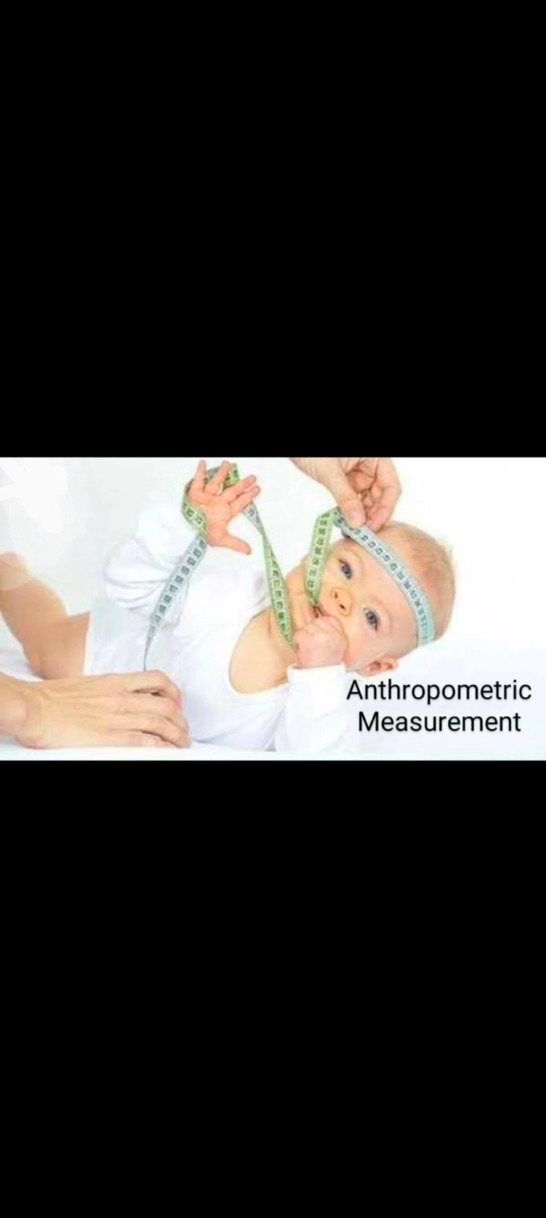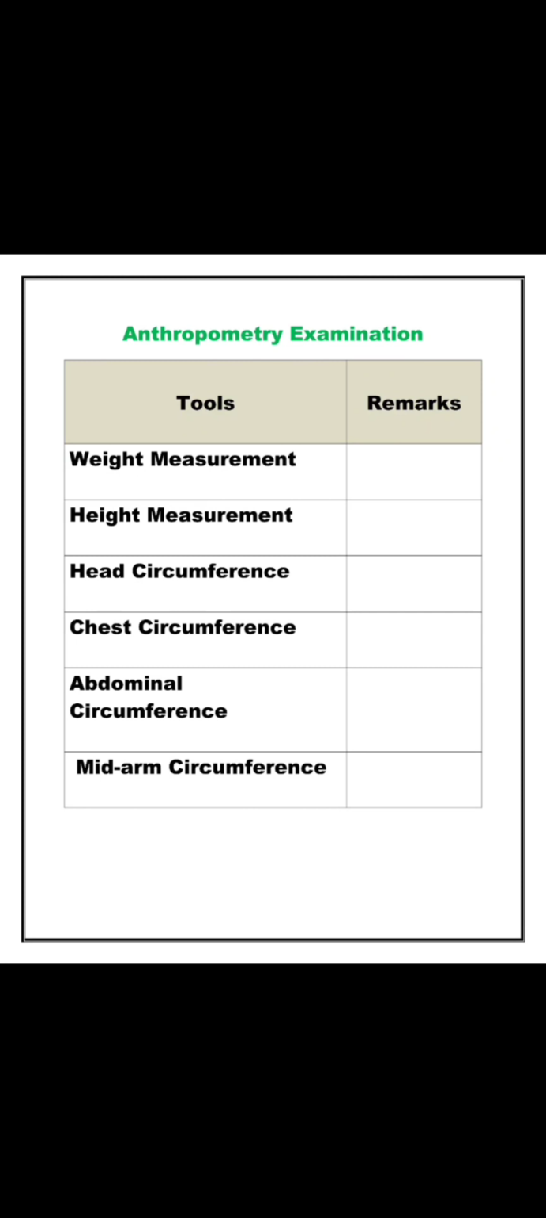So why are we doing anthropometric measurement? Because through this we calculate nutrition requirements, assess the degree of malnutrition, monitor the growth of the child, and also calculate the doses of medicines. Here are some parameters for assessing the baby: weight, height, head circumference, chest, abdominal and mid-arm circumference.